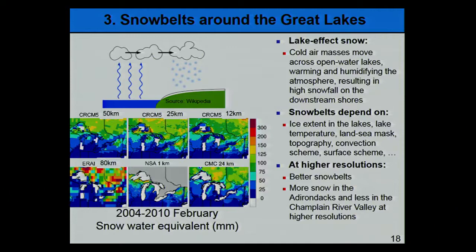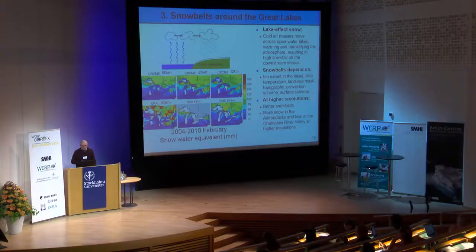And also, if you look in detail here, you have the Champlain River Valley, which is lower ground than the adjacent mountains, the Adirondacks, and you see that this phenomenon is seen at higher resolution, it's absent at coarser resolution. And with a bit of imagination, you see here the snow belt that occurs downstream of the lakes, but which is very poorly represented or not at all at coarser resolution. So again, it's a case where observations are very weak in some sense, but we get a sense that increased resolution does improve the simulation.